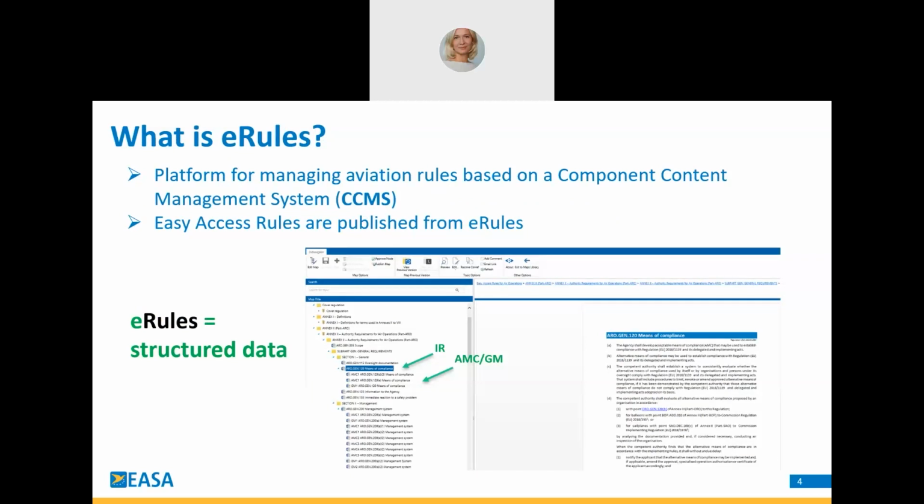That is, the implementing rule paragraph was put next to the related AMC and GM, next to the related acceptable means of compliance and guidance material. So that was the one type of consolidation. The second one was that all the amendments were put on top of it. So we always present the currently applicable law.